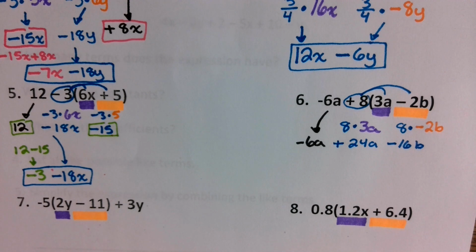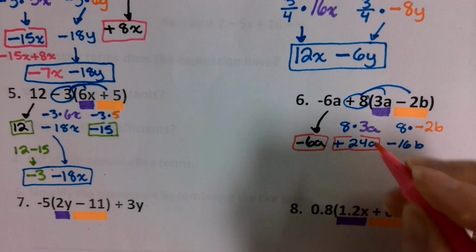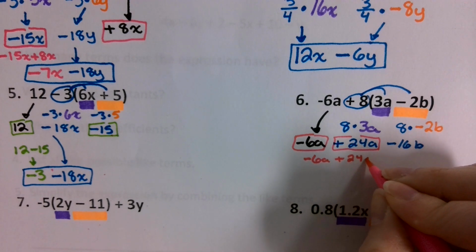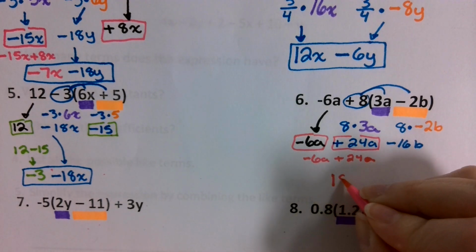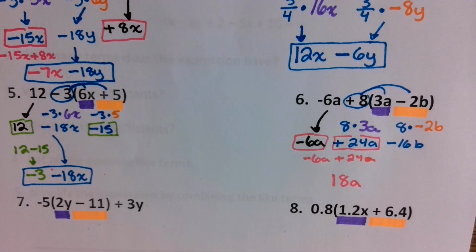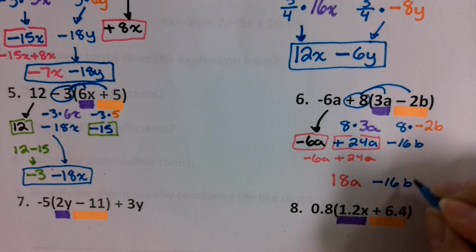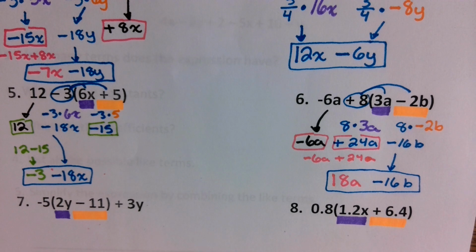Then we can go ahead and look at combining some like terms. We do have like terms here with the a's. We have a negative 6a and a positive 24a. If I do negative 6a plus 24a, when I combine those together, I'm going to get a positive 18a. And then that minus 16b comes straight down in the problem. So there's our final answer: 18a minus 16b.